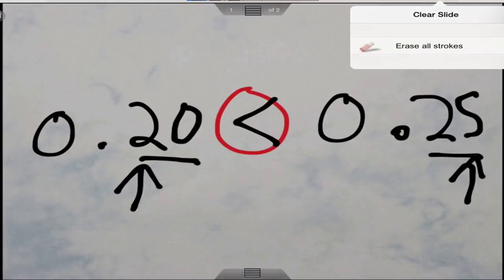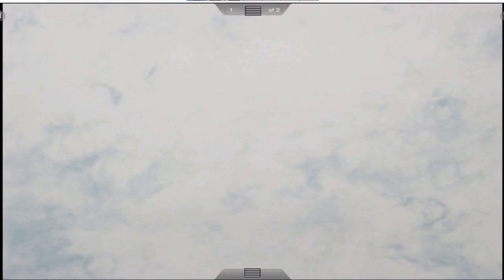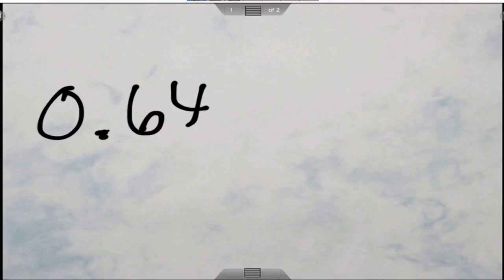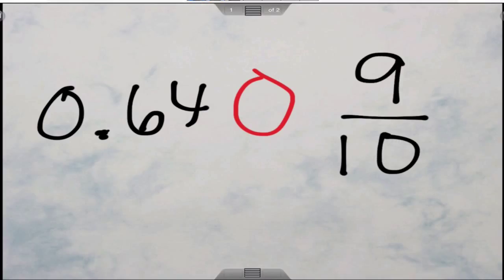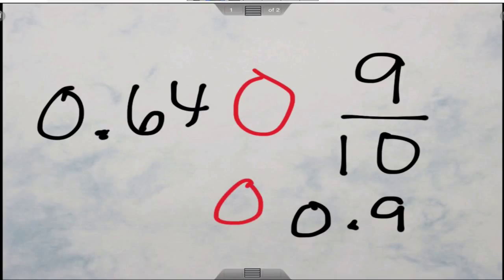Okay, let's try a couple more. Let's say I have 0.64, which is 64 hundredths, and I have 9 tenths. So let's convert these. If I look at this, I see the 9 tenths. I can make that into 0.9. And I have, again, 64 hundredths.